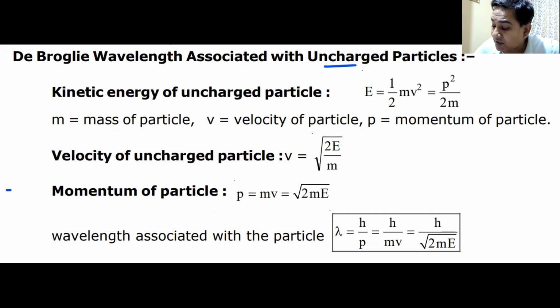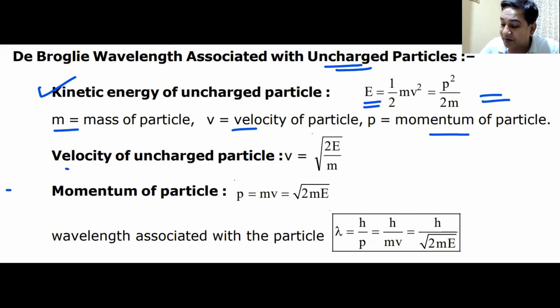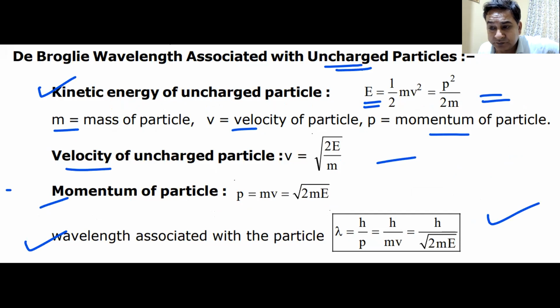If you have an uncharged particle, kinetic energy is half mv square. You can write it as p square by m. m is the mass, v is the velocity, p is the momentum. Velocity becomes this, momentum becomes this, wavelength becomes this. Is this clear to everyone? Yes, sir. Do you need to note it down again? If you need to note it down again, you do it, else we will move ahead.